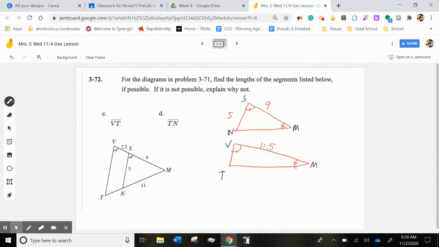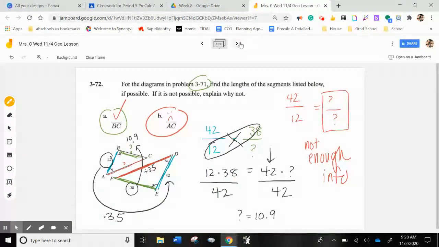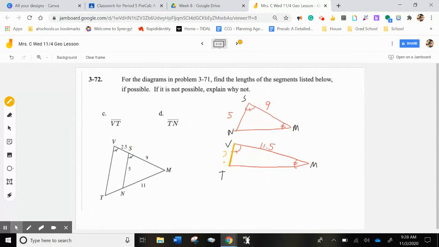So we need to find VT. The length we're looking for is right here. Do we have its corresponding side? I remember VT, you could go back to your similarity statement. VT is the same as NS. So here is its corresponding side. So 5 over question mark, and then we need that other scale factor that's made up of just numbers. SM and VM both have numbers, so we can use that as our scale factor.